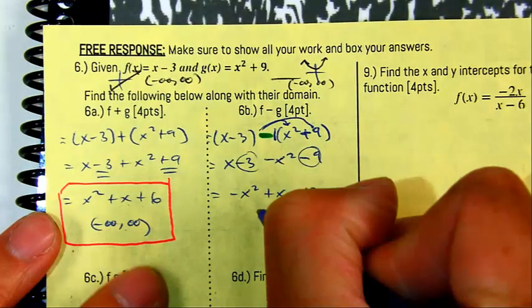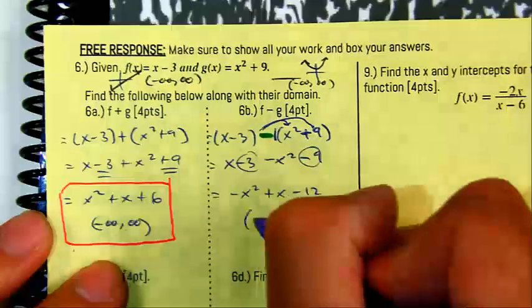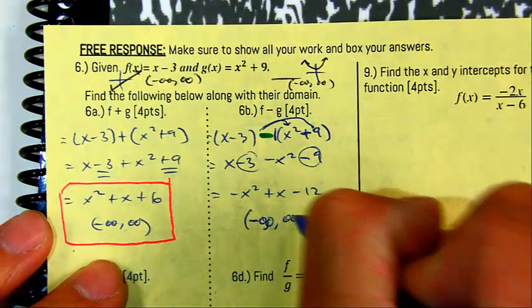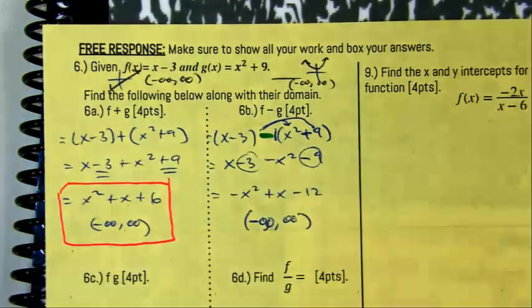Then the most restrictive domain is telling us that, even though you're combining the functions, you can pick any number.